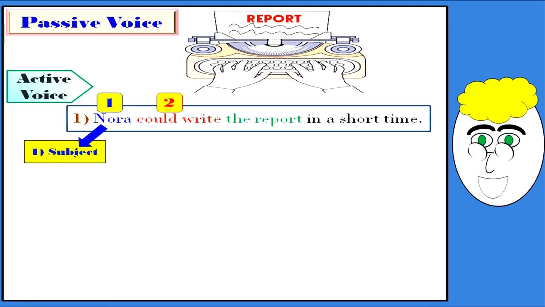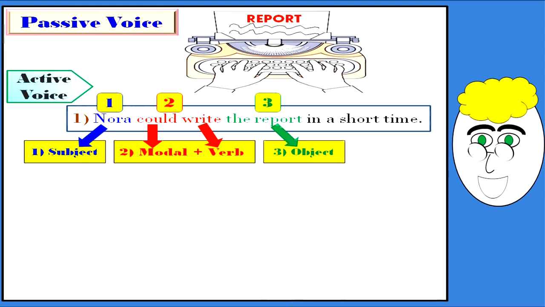Here again we have 2 elements. Could, which is a modal, and write, which is the main verb. Okay? Then is part number 3, which is the report. It is the object of the sentence. And finally is part number 4, which is in a short time, and it is the rest of the sentence.